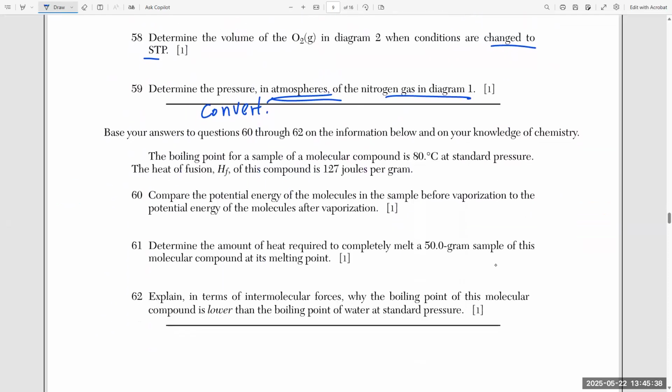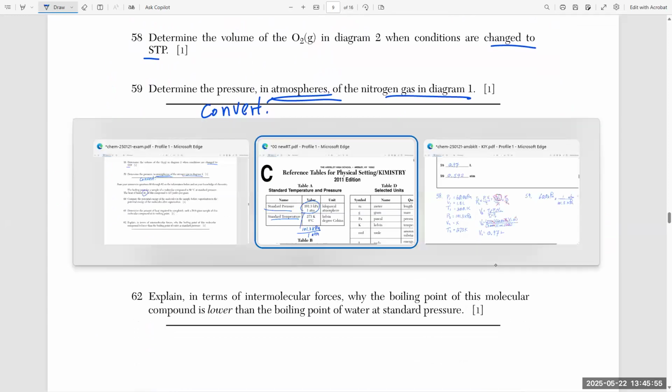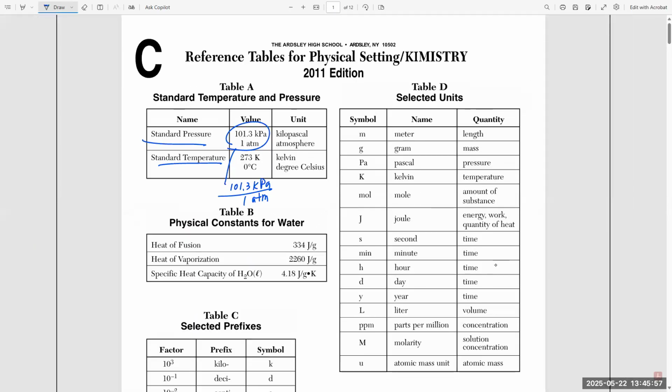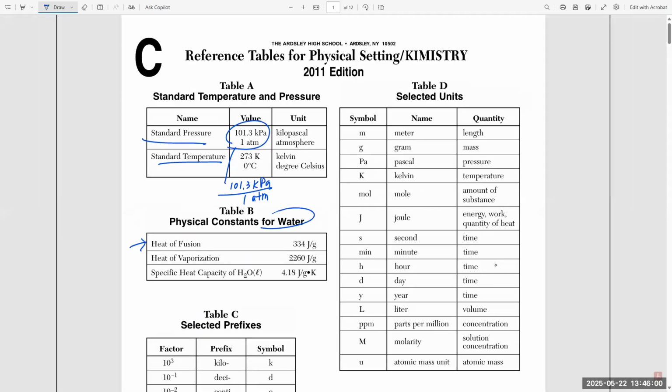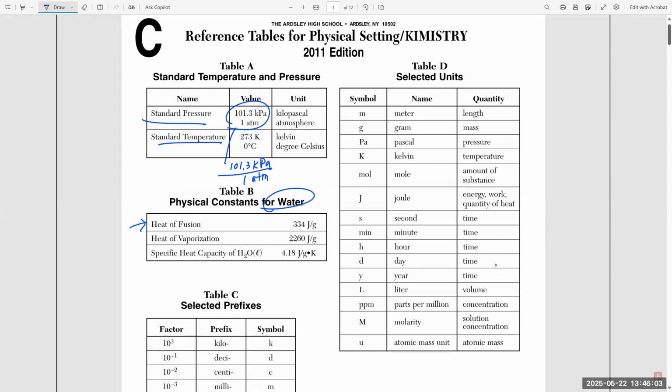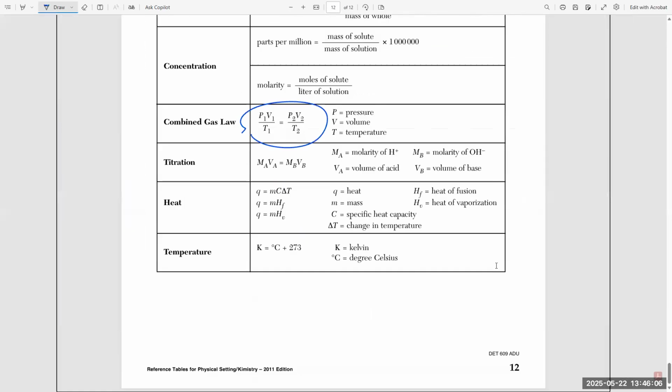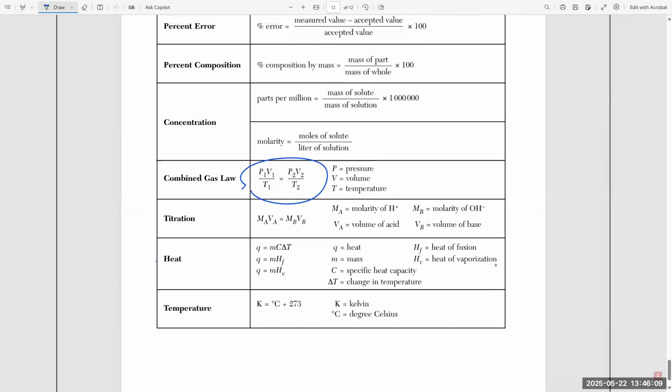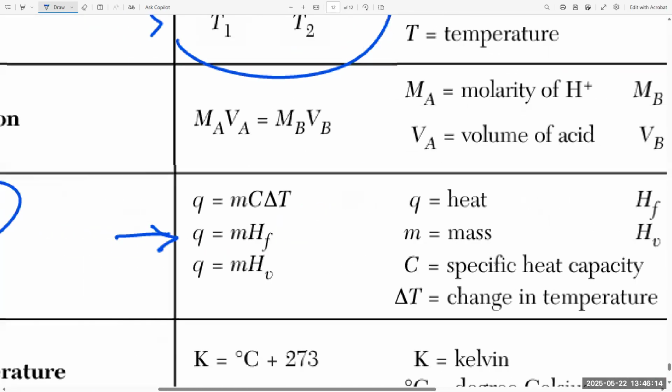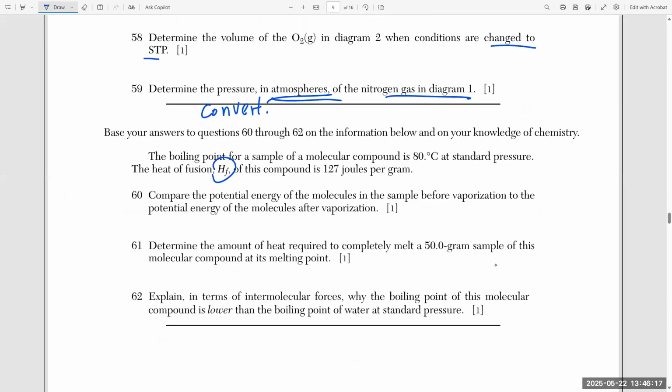All right, let's go to number 60. The boiling point of a sample of a molecular compound is 80 degrees Celsius at standard temperature and pressure. The heat of fusion of the compound is 127 joules per gram. Already when I see this, what am I thinking of? Heat of fusion. It's right here, except this is for water. There's an equation for that. If you go all the way to the last page in the back, for heat you've got the heat of fusion equation right here. All right, so let's go back and take a look.